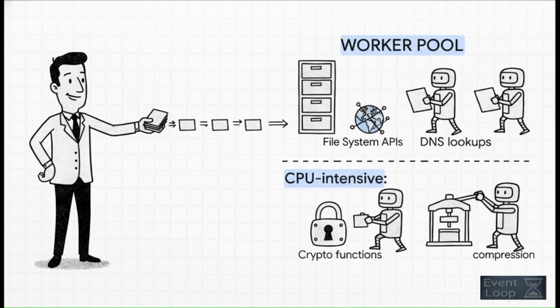So, what kind of heavy jobs? Well, for tasks that your computer can't do quickly in the background, like reading hard drives, libuv hands that job off to a backup worker. It also hands off heavy math stuff like password hashing or zipping files. The whole point is to keep our super fast waiter, that main thread, totally free to keep taking more orders.